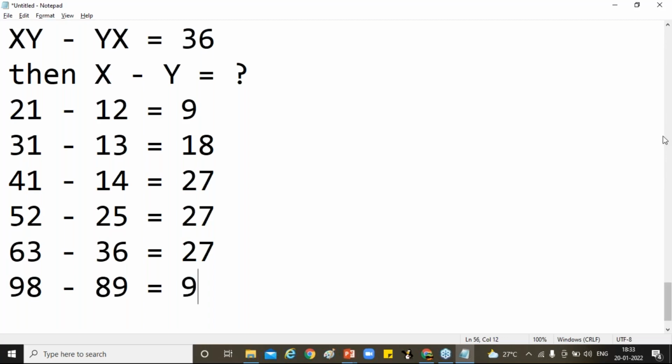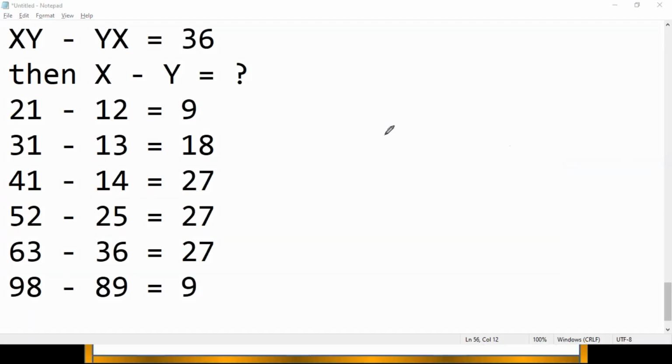Remember, they have clearly given xy minus yx. You have to find the value of x minus y. So if 21 minus 12 is given, you have to find 2 minus 1. 21 minus 12 is 9, then 18, 27, 27, 27, 9. All these numbers are exactly divisible by 9. Remember, xy minus yx is always divisible by 9. You can take any 2-digit number, no problem. It is always a multiple of 9.